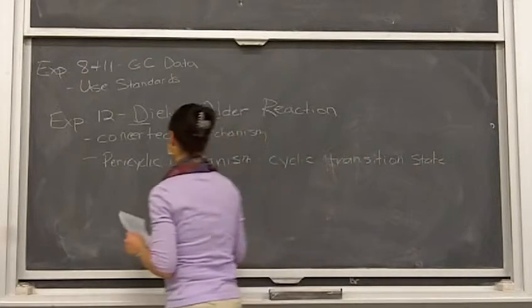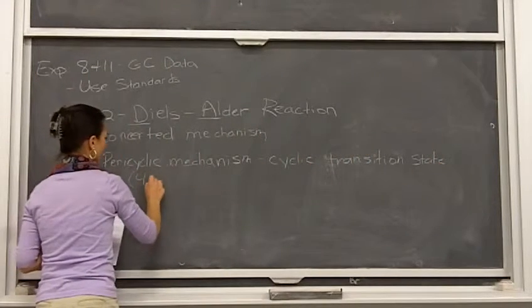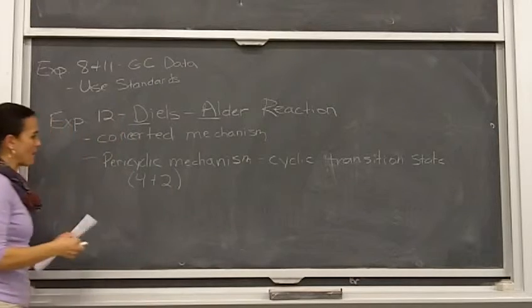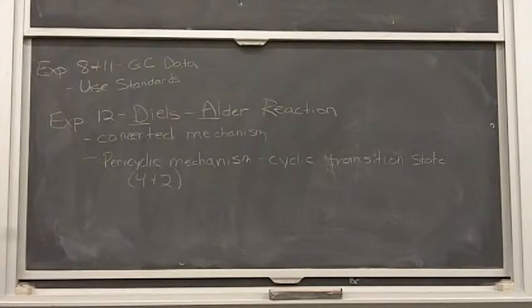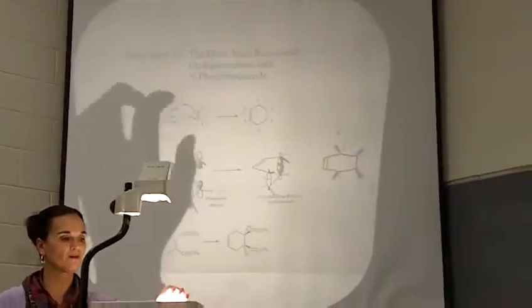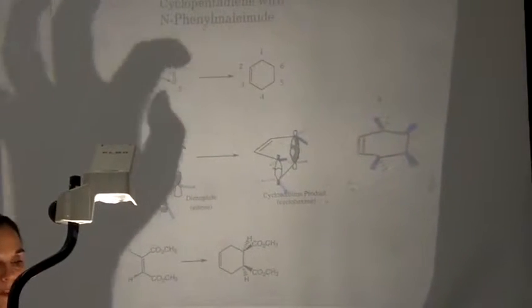Talk about this as a 4 plus 2 mechanism. So we're talking about what's going on with our diene. 1, 2, 3, 4. 4 plus 2 pericyclic mechanism. Okay? So 4 carbons here, 2 carbons here that come together.